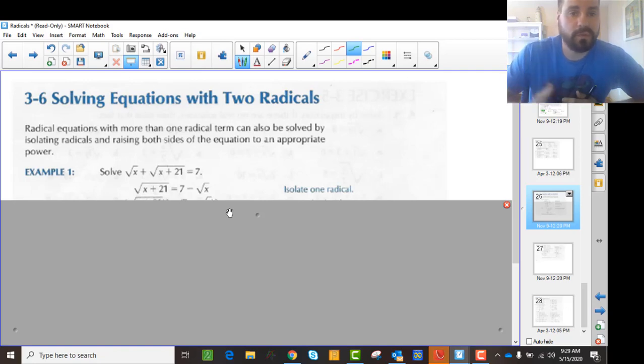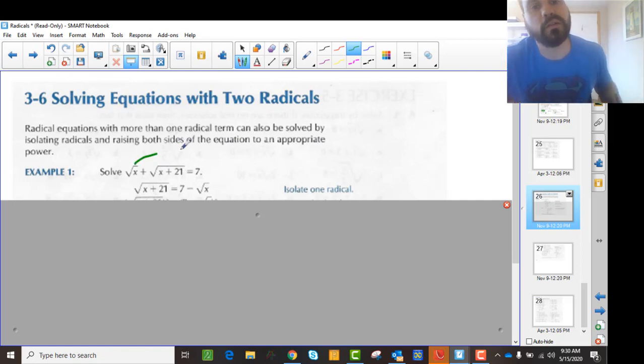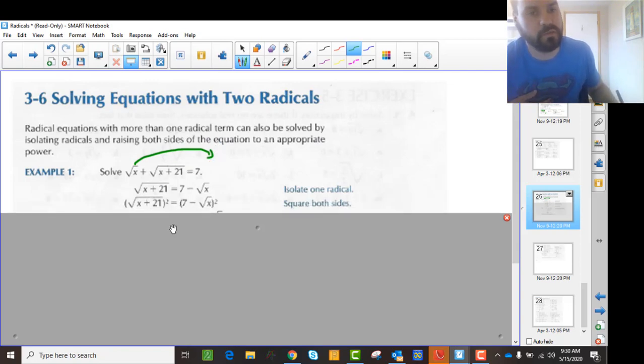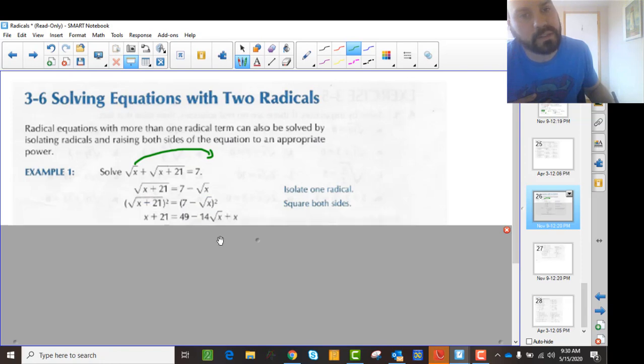In this case, I chose to isolate the square root. Well, I didn't choose it. Whoever wrote this textbook did, but we'll pretend it was me. I'm going to isolate the square root of x plus 21, which means I'm going to bring this square root of x to the other side of the equation. And then I'm going to square both sides, just like I did before. So this becomes x plus 21. This becomes 7 squared, which is 49, minus 14 root x plus x.